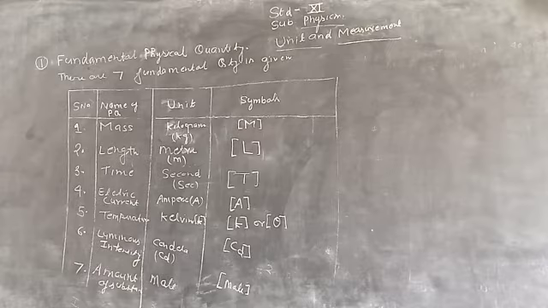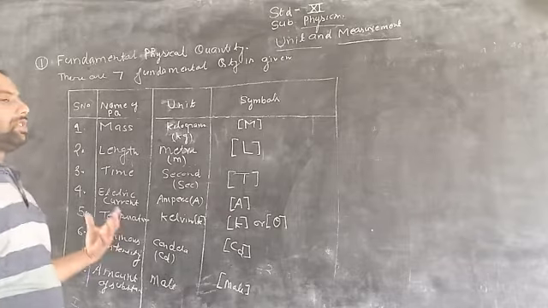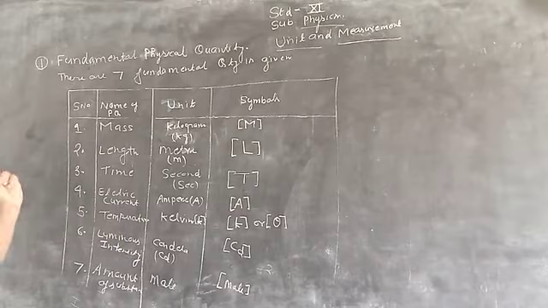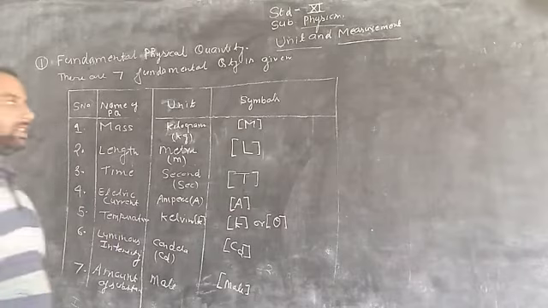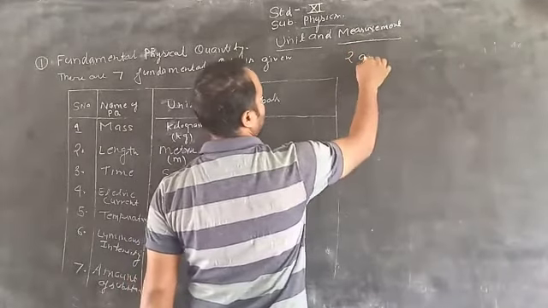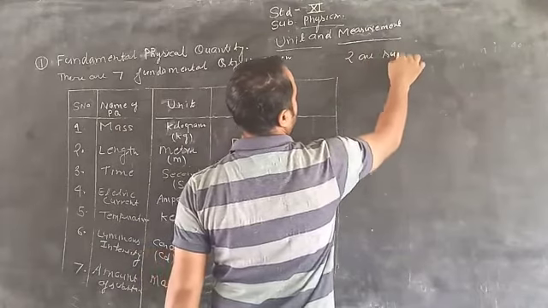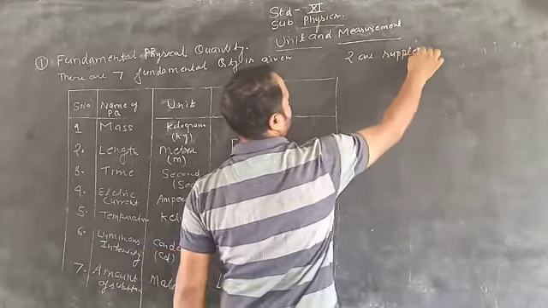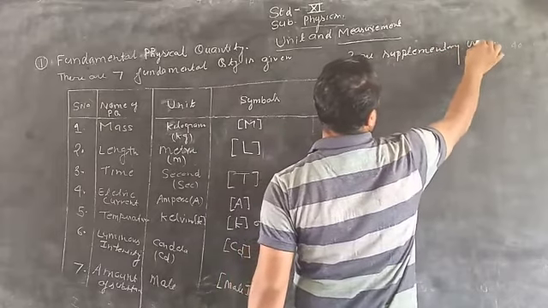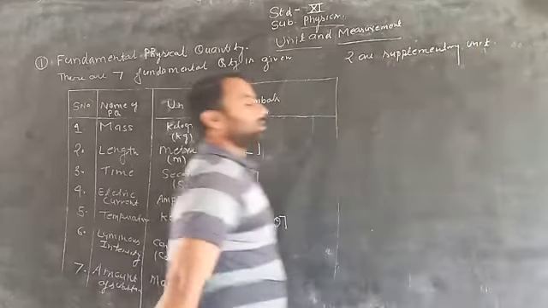So after that discussion, we have to know that there are 7 fundamental quantities, and 2 physical quantities are known as supplementary units, supplementary physical quantities. 2 are supplementary units.